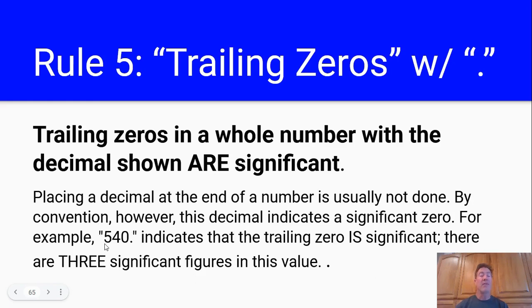What you will see if someone wants to express this as 3 significant digits, they'll use scientific notation. And that's one of the great advantages of scientific notation, is it is very, very clear about which zeros are significant and which ones are not. So you may never encounter this, but if you do see a number with a decimal, it means count everything. That decimal means that is not a throwaway 0, it's important.